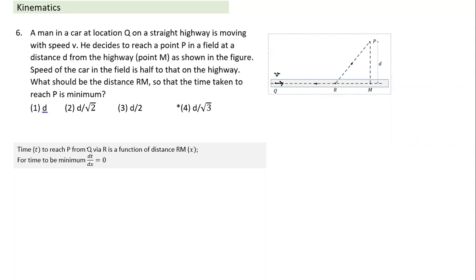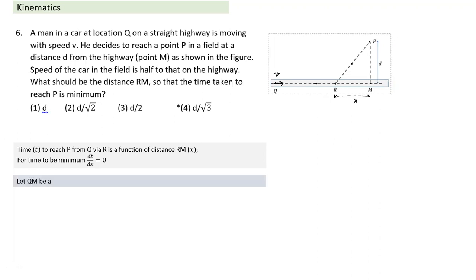The time to reach P from Q via R is a function of distance RM. Let me call this distance x. The time taken to move from Q to R to P, this total time, is a function of x. I need to find a value of x so that time becomes minimum. The moment I spot this, it should give me a clear idea how to solve. I need to write the time taken to reach from Q to P as a function of x. And since the time has to be minimum, dt by dx has to be equal to 0. That's the concept I need to apply. Rest all is fairly simple.